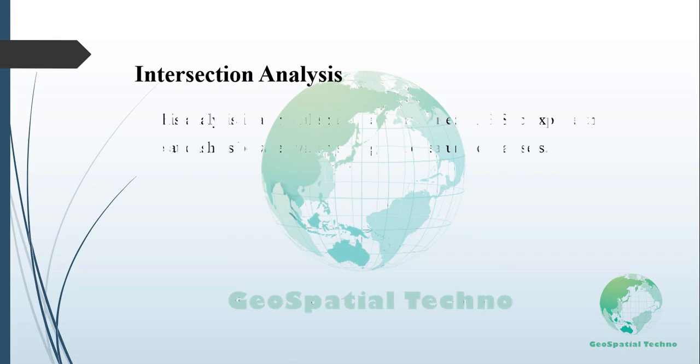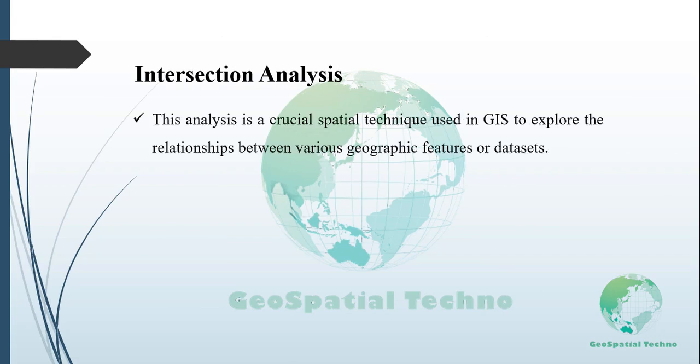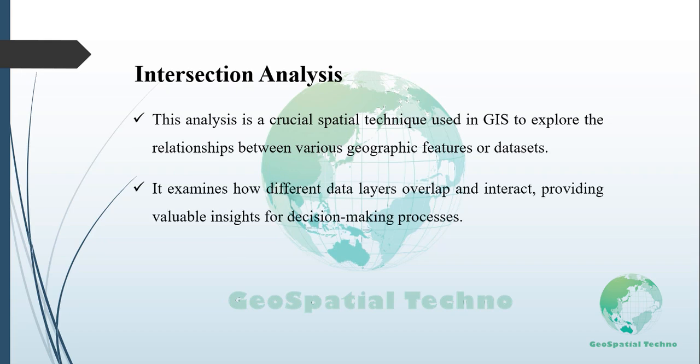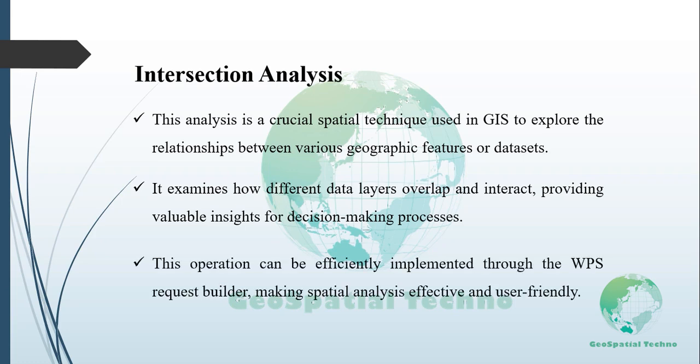Intersection analysis. Intersection analysis is a crucial spatial technique used in GIS to explore and understand the relationships between various geographic features or datasets. This method focuses on examining how different data layers overlap and interact, which provides valuable insights for decision-making processes in areas such as urban planning, environmental management, and resource allocation. In GeoServer, intersection analysis facilitates the identification of overlapping areas between features from two distinct datasets. This operation can be efficiently implemented through the WPS request builder, making spatial analysis both effective and user-friendly.